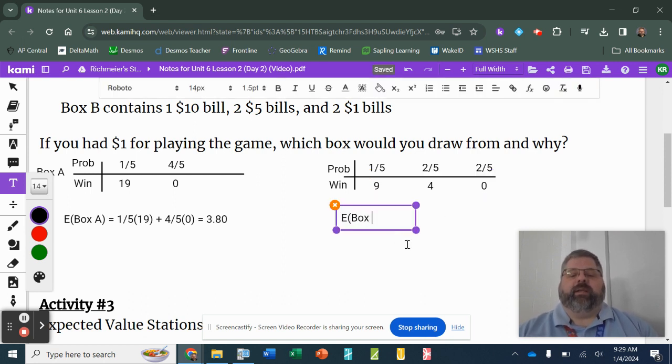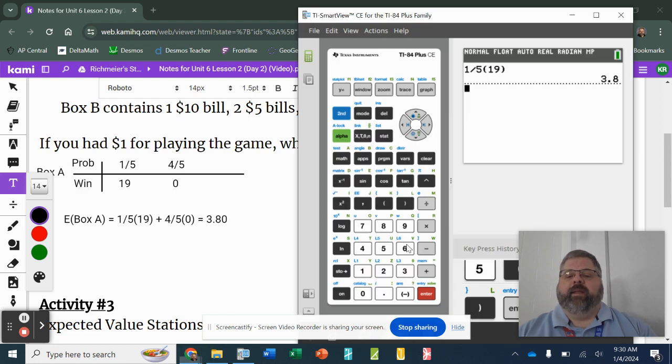So that means my expected value for box B is going to be 1/5 times 9 plus 2/5 times 4. And then 2/5 times 0 would just be 0, but we'll put it in the calculation. I just won't type it in the calculator. So now we're going to come back to our calculator.